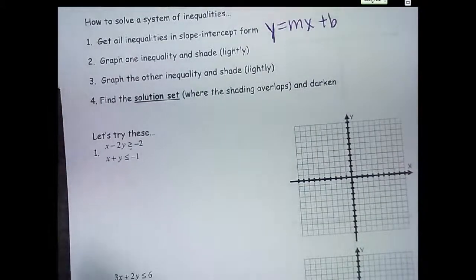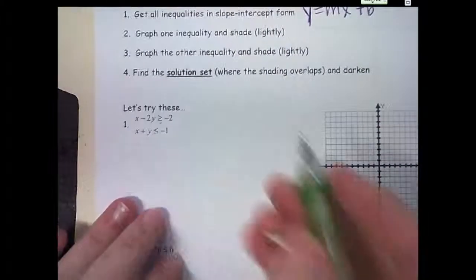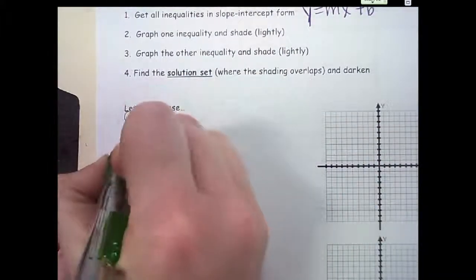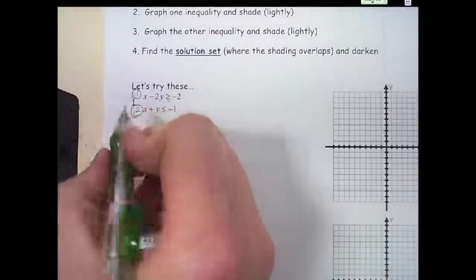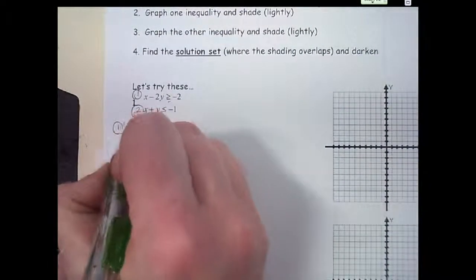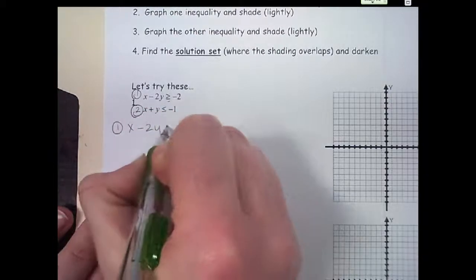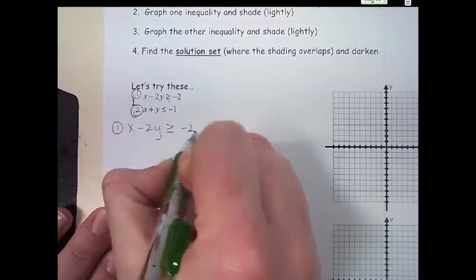Okay, so the first one, let's go ahead and get y by itself. So again, just like yesterday, try to be organized on what you're doing here. So this is equation number one and equation number two. So I'm going to start with number one, x minus 2y greater than or equal to negative 2.